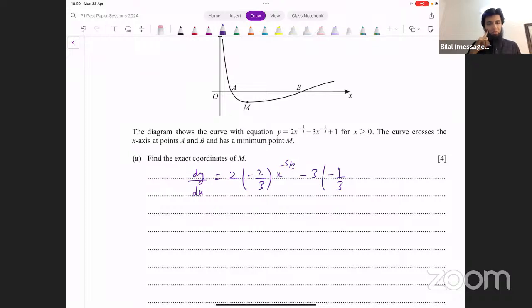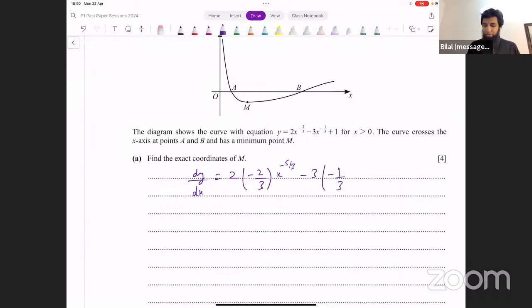Yes, Abdullah, it is a hidden quadratic equation, but first of all, we need to differentiate it. So we're not really using that idea for now. If we had to solve it to find, let's say, the x-intercepts, then yes, we would solve it as a quadratic, but we have to differentiate it first, okay?